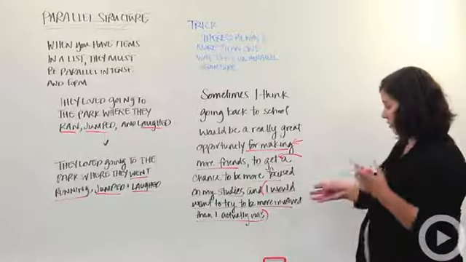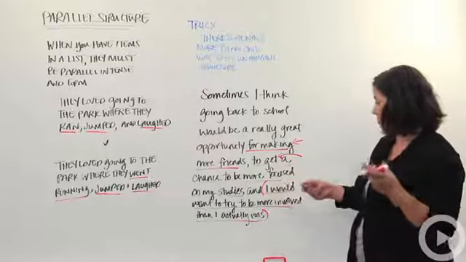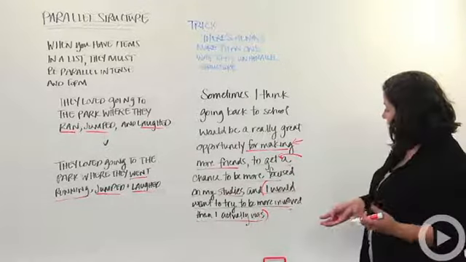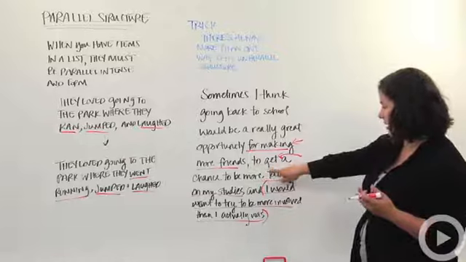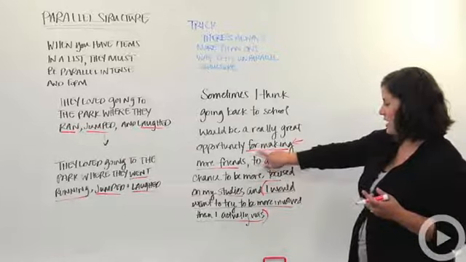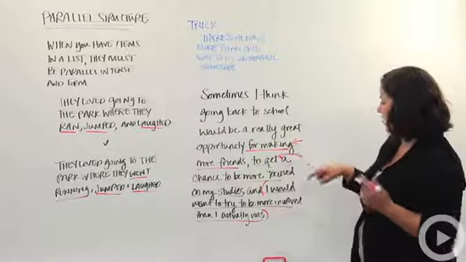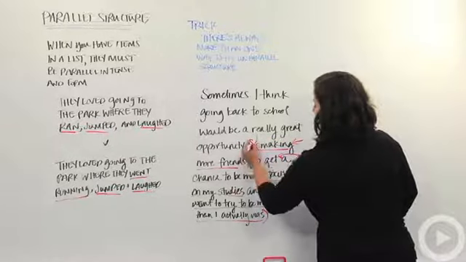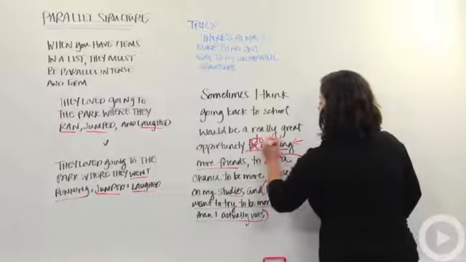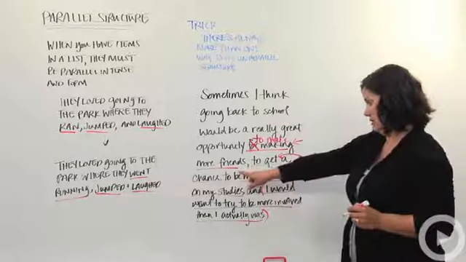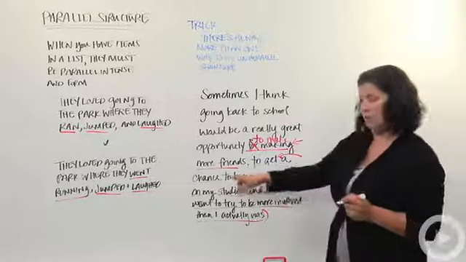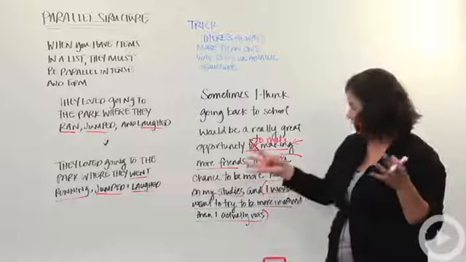So we've got to go through and make this a little bit more parallel. So I start going through, and it makes sense here. I see my infinitive, and I know that I can easily change this first one to an infinitive. So I could say, it would be a really great opportunity to make more friends, to get a chance to be more focused. So now I've got two of my things kind of in order.